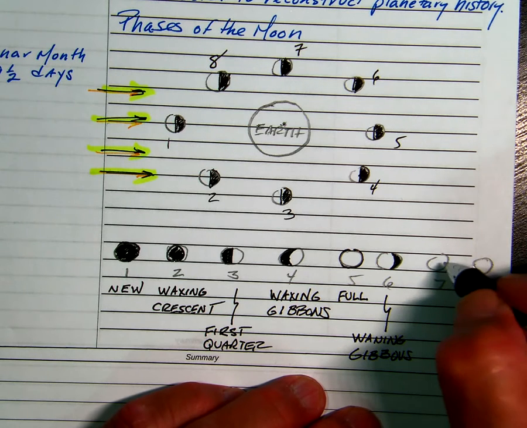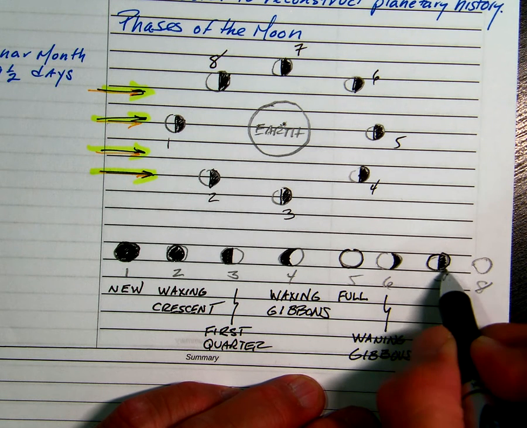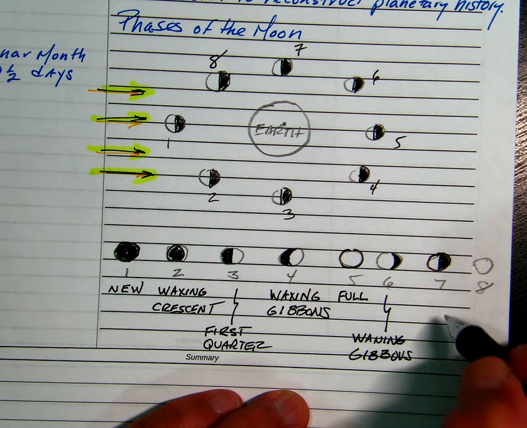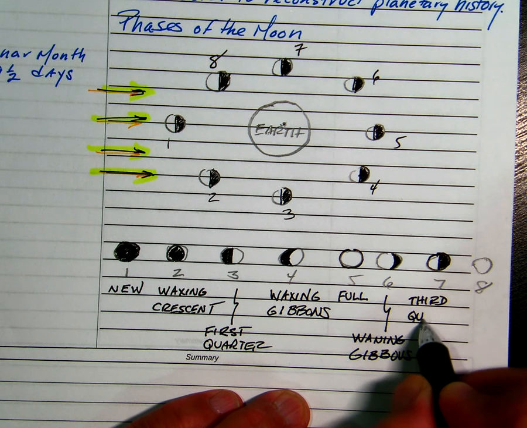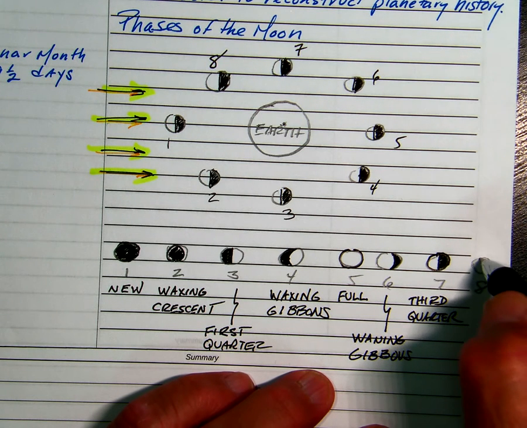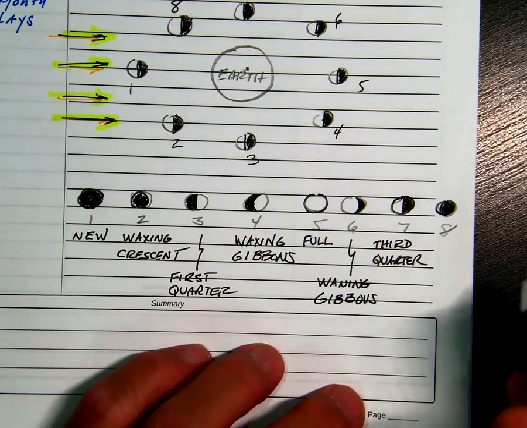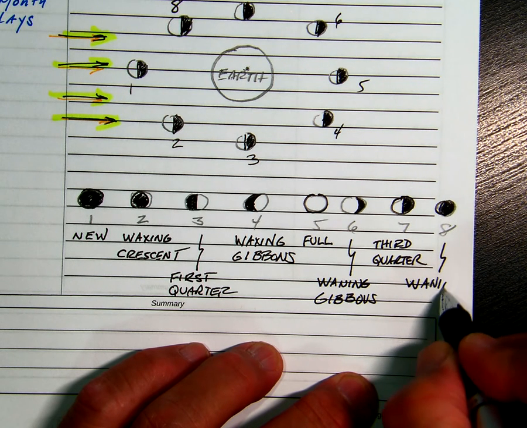Seven would be third quarter, so basically you take the moon and like that. In this case, this would be third quarter. And the last one, at the very end, there's a sliver, like that. And this one would be a waning crescent.